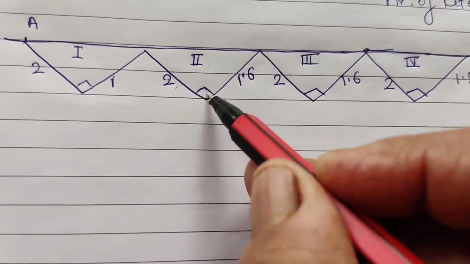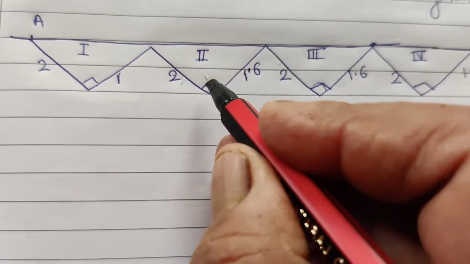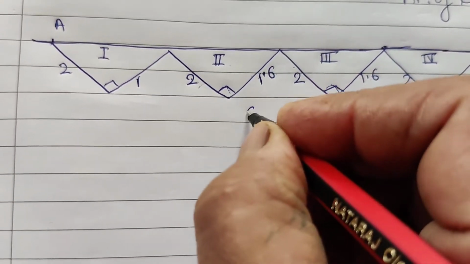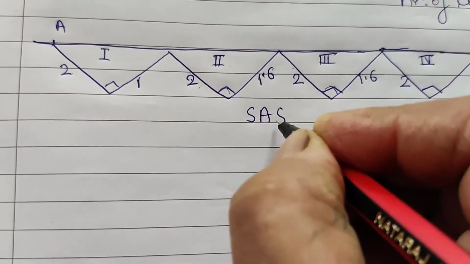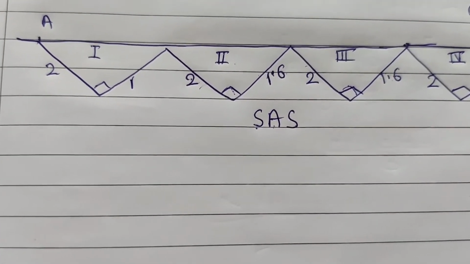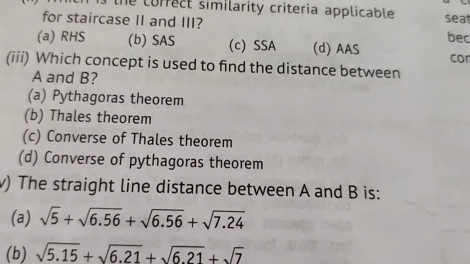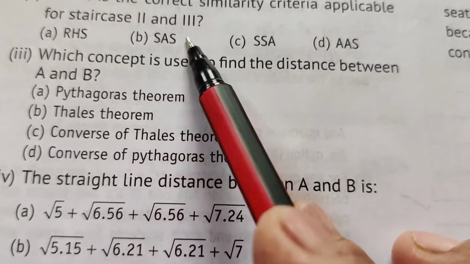And the including angle in both the stairs is 60 degrees. It means which is the criteria? SAS: side, including angle, and side. This is the similarity criteria. The right option is S, A and S.